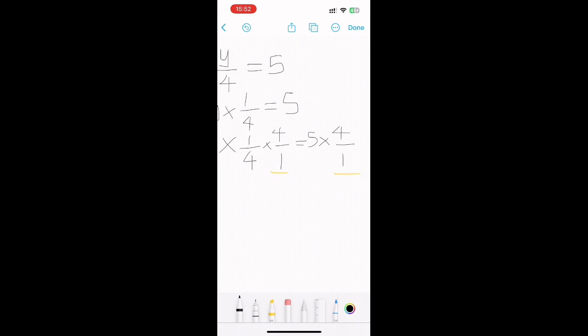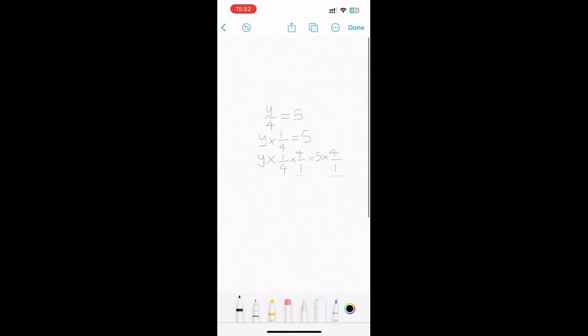And then from this step, we know that the 4 over 4 is going to divide itself. So 4 over 4 is 1, and on the left-hand side, we will be left with y, because 4 over 4 is just 1. And then on the other side, we have 5 times 4 over 1, which is basically 5 times 4. And what is 5 times 4? It's basically 5 plus 5 plus 5 plus 5, which is 20. 5 fours are 20. So y equals 20.